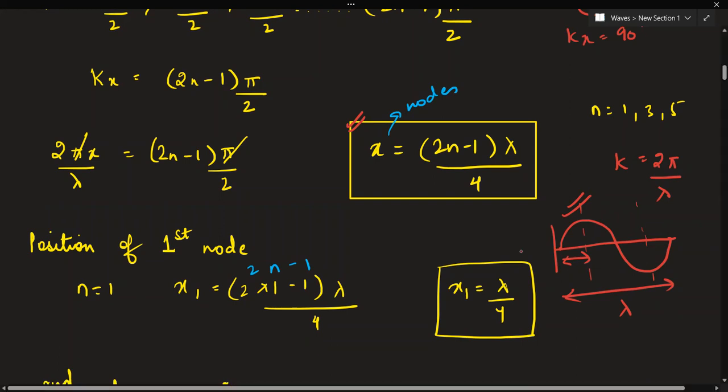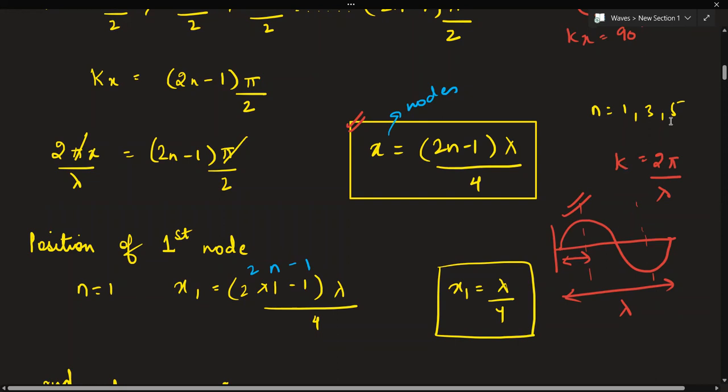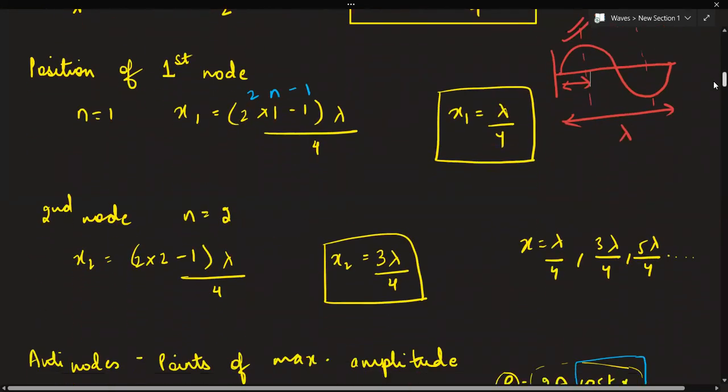So that will be 2 into 2, 4, 4 minus 1, 3. So 3 lambda by 4. So you have all the values with you now: x equal to lambda by 4, 3 lambda by 4, 5 lambda by 4, and so on. You will be able to identify the position of nodes.